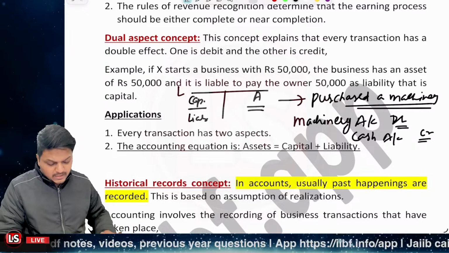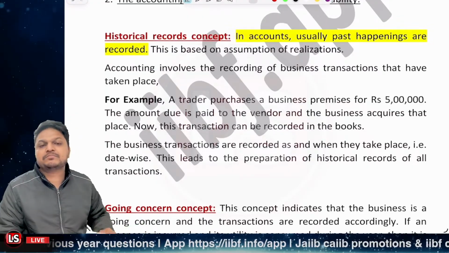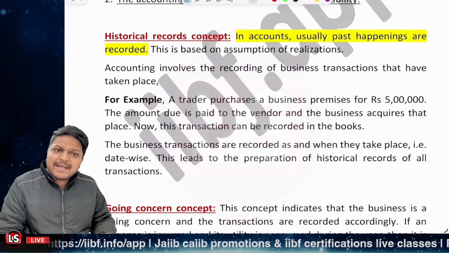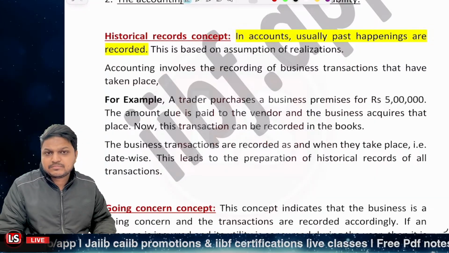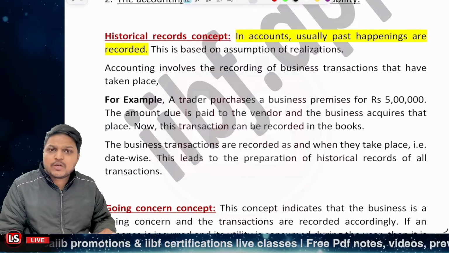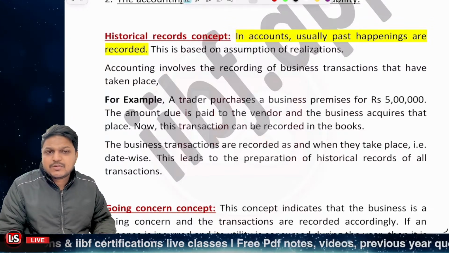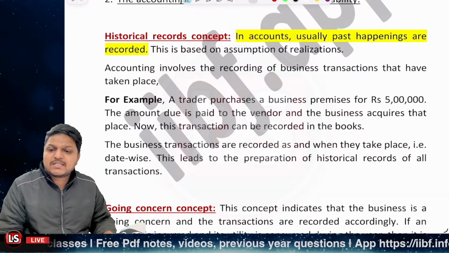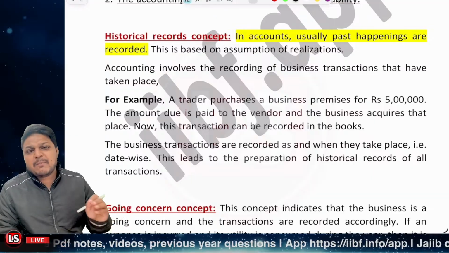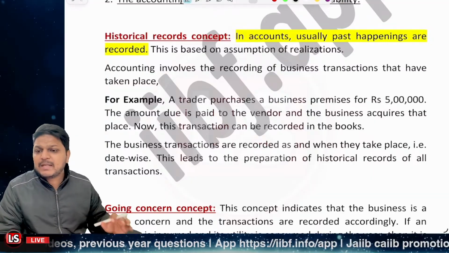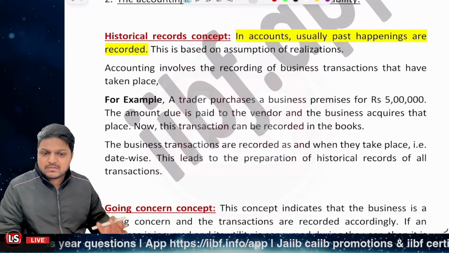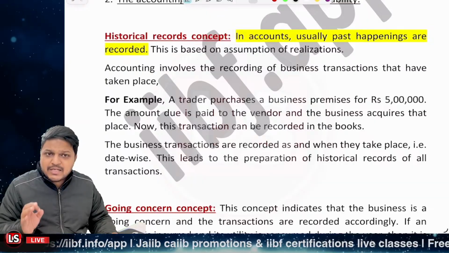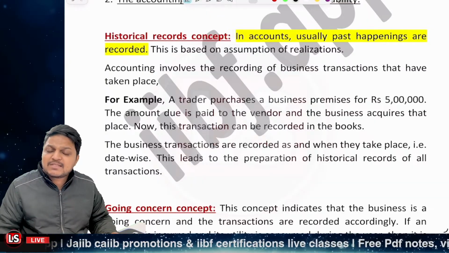Then the next concept is the historical records concept. In accounts, whatever has already happened is recorded. Only that is to be recorded. Let's take the case you purchased a business premises for, let's say, rupees 5 lakh. You have already paid the amount to the vendor. You have acquired that particular place. Now that has already happened, so you can record that transaction. So only historical, past happenings are recorded.